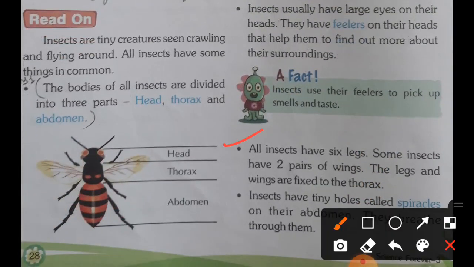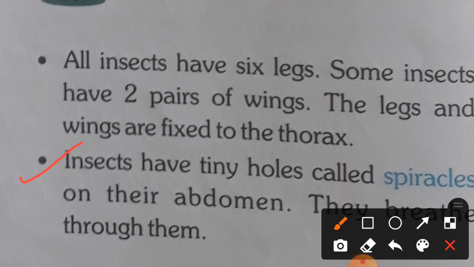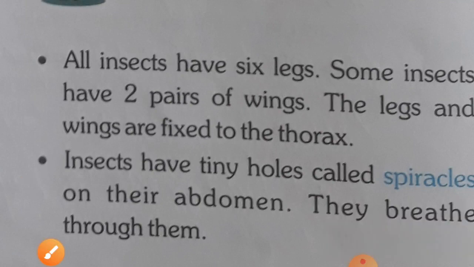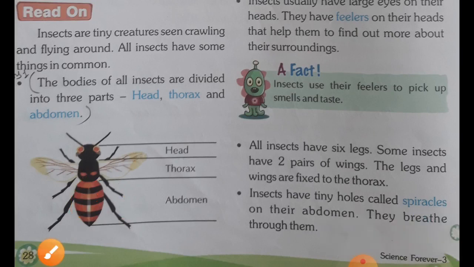Next, all insects have 6 legs. Some insects have 2 pairs of wings, and the wings are fixed to the thorax. This is the thorax region. Here wings and legs are fixed. Next, insects have tiny holes called spiracles on their abdomen. They breathe through them. So this is the abdominal portion. Here are small hole-like structures. They are called spiracles, by which they breathe.